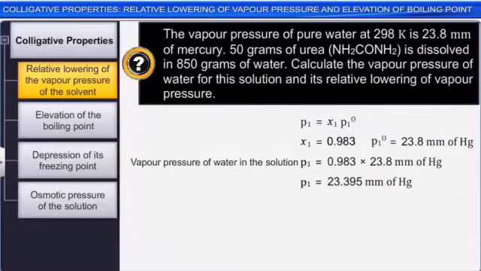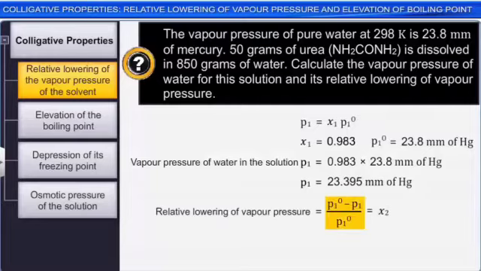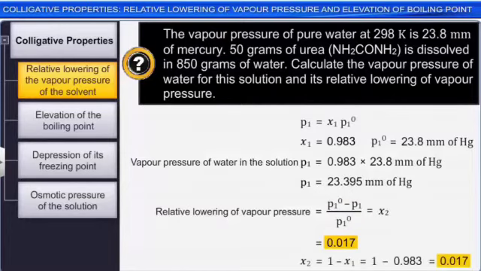Relative lowering can be calculated using the expression derived earlier. Substituting for P1⁰ in the expression, and on solving, we get the relative lowering in vapor pressure as 0.017, which is the same as the mole fraction of the solute. That is, 1 minus 0.983 is equal to 0.017.